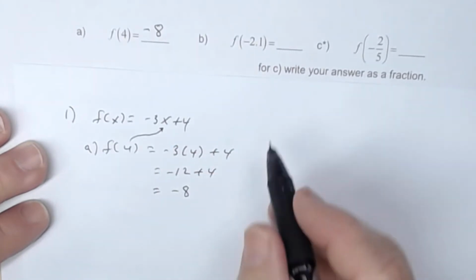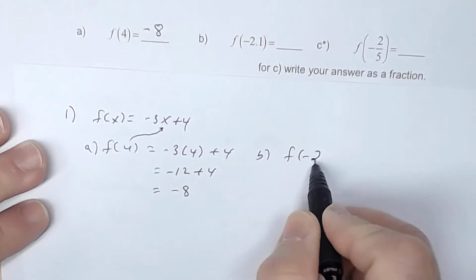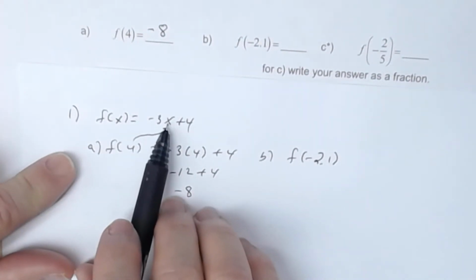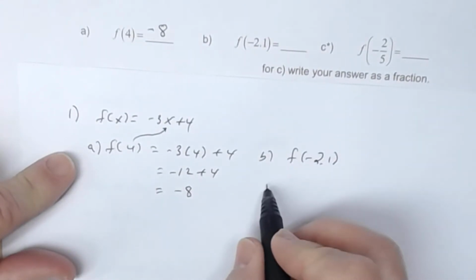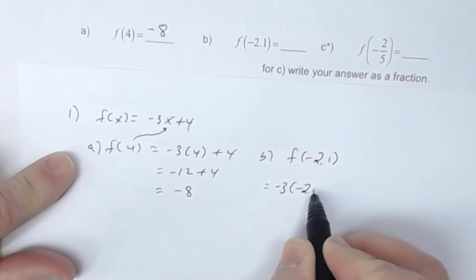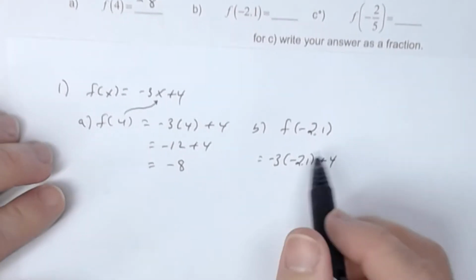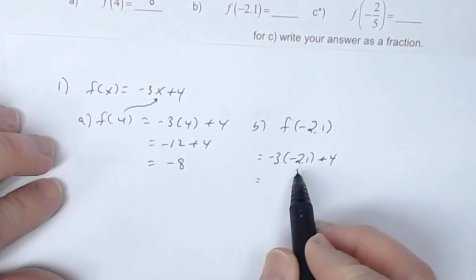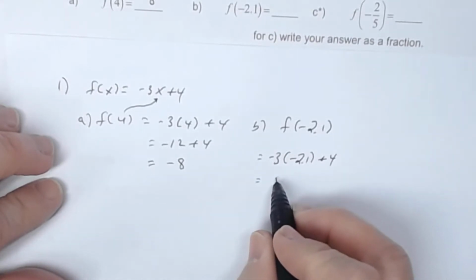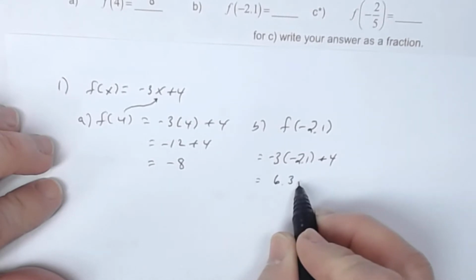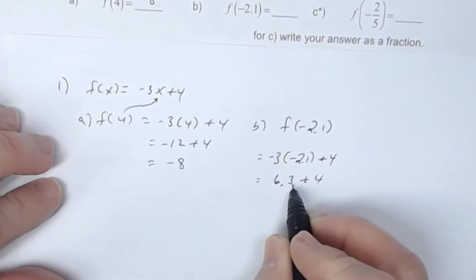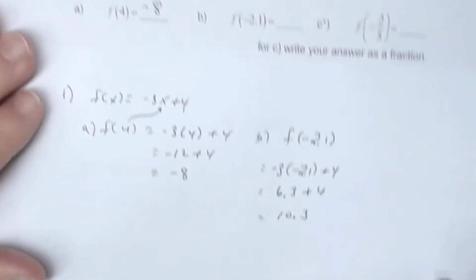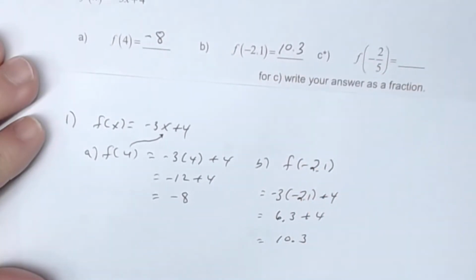All right, part B, you want to find f of negative 2.1. And so again, where we see the variable x in your function, you're going to substitute negative 2.1. So I get negative 3 times negative 2.1 plus 4. And we're going to multiply before we add. And so a negative times a negative is a positive. And so a negative 3 times a negative 2.1 is a positive 6.3. And then 6.3 plus 4, 6 and 3/10 plus 4 is 10 and 3/10. So that's going to be 10.3 here, 10 and 3/10.